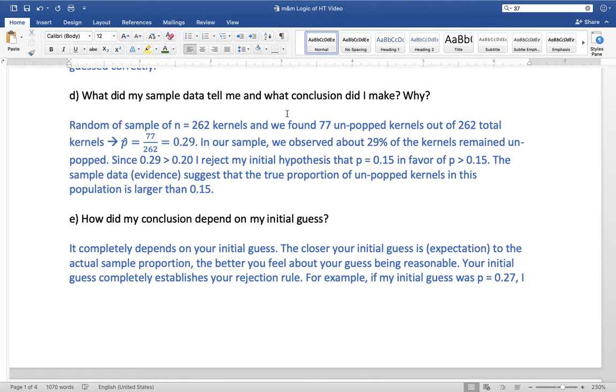So since the 29% is pretty far away from what I guessed, I'm going to go ahead and say that my initial guess is probably not correct. The 29% is pretty unlikely to occur.